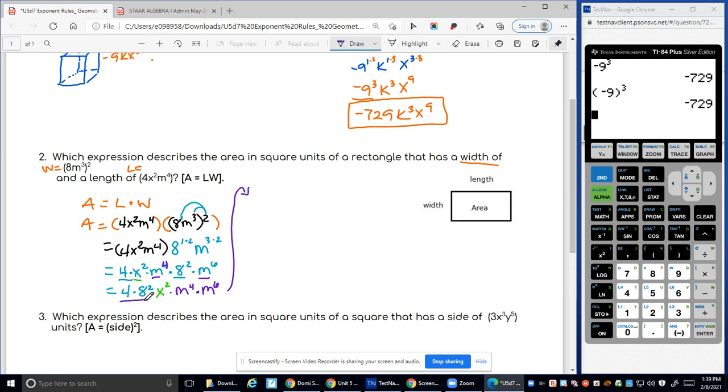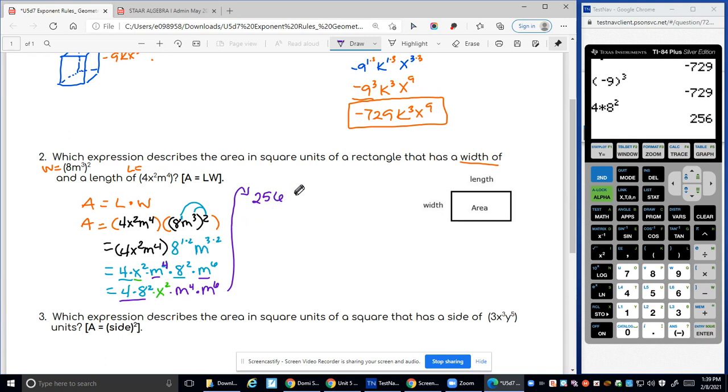I got to say, this number part, I'm just going to drop it right into the calculator. 4 times 8. And I don't have to worry about putting in parentheses because it's not a negative base, right? And I'm just going to put caret to the second power. And then I got 256.